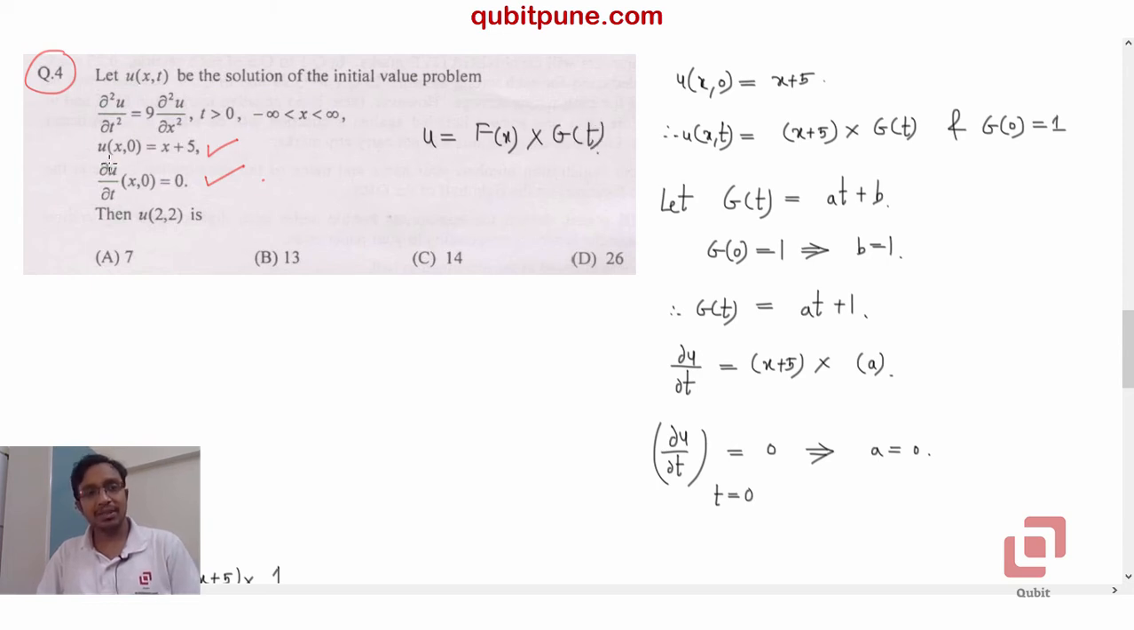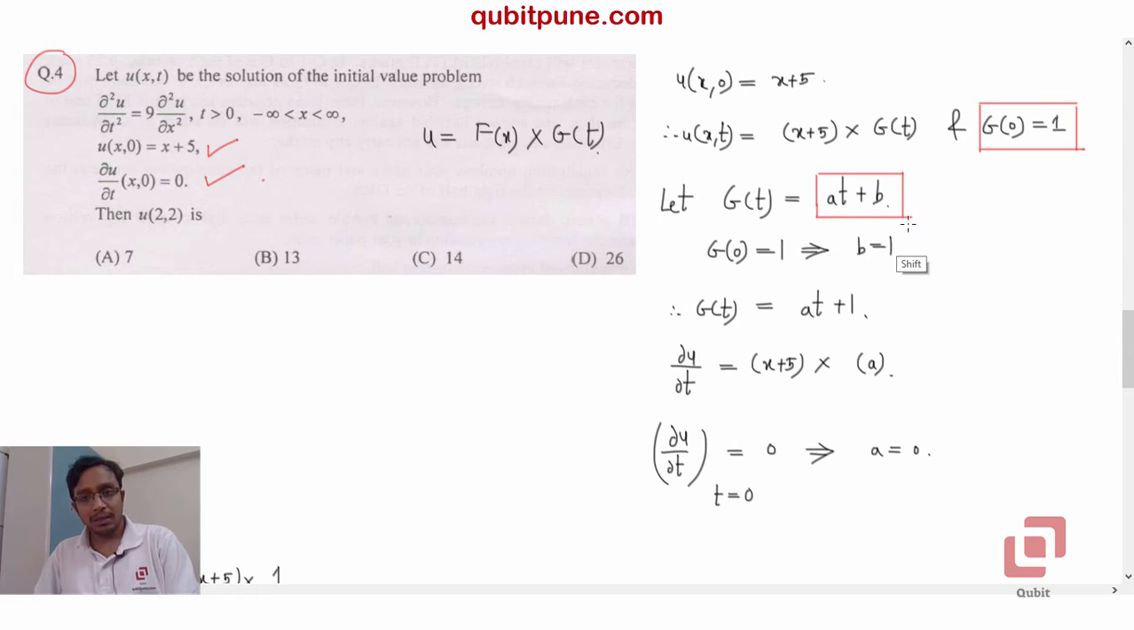Okay, and because I know that u of x comma 0 is equal to x plus 5, this has implications, and that implication is, meaning I can now write u of x comma t as x plus 5 into g of t, and I can say that g of 0 is equal to 1. Okay, now I have made another assumption here, and I have assumed that g of t is a linear function of t again, which is equal to at plus p.